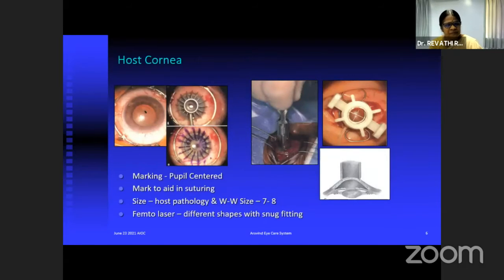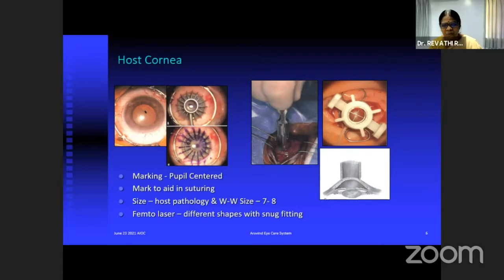And coming to the preparation of the host area, I prefer to center it to the pupillary center, not to the anatomical corneal center, because the pupillary center only will reduce your astigmatism or will give good visual results. And it's better to do it before dilating the pupil or before the anesthesia. And after that, you can use the markers to aid your sutures also.